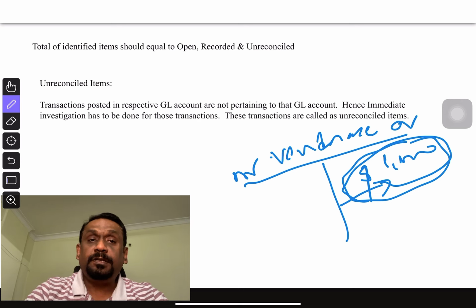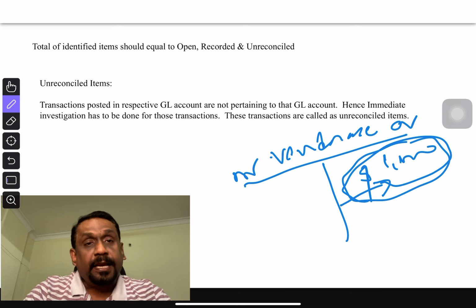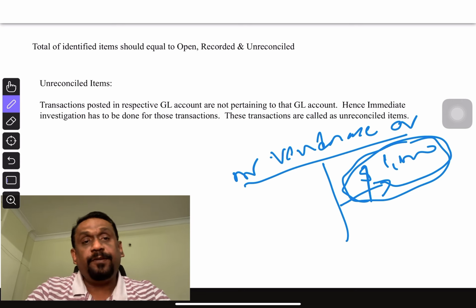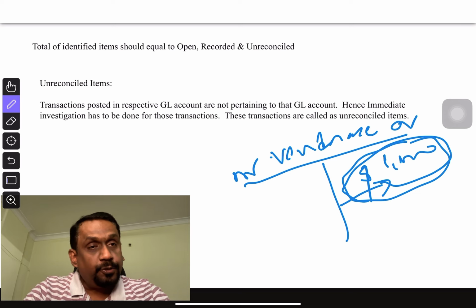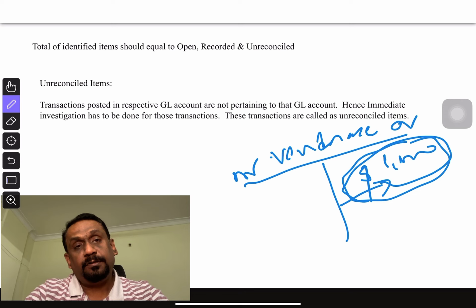What is your responsibility? Your responsibility as an accountant is to start investigating why this entry is posted here. What am I supposed to do with this entry? Who is the right supplier for this invoice? Who posted this entry in this supplier account? How can I rectify this? How can I post a rectification entry and repost this to the right supplier account?